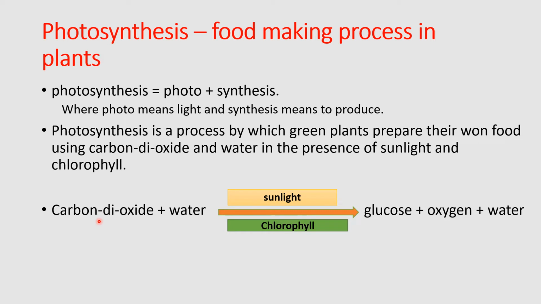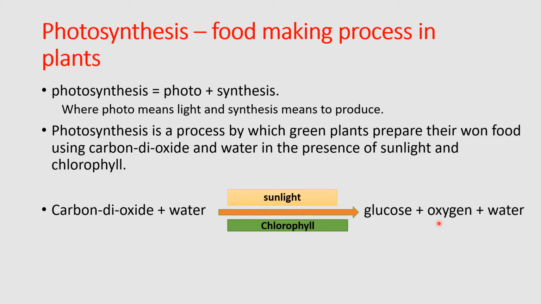So if we see the equation, what is it? Carbon dioxide plus water, which we get from the environment. What else is needed? Sunlight, which also comes from the environment, and chlorophyll, which is already present in a green plant. After the reaction, what do we get? Glucose plus oxygen plus water. So by photosynthesis, we get glucose plus oxygen plus water.